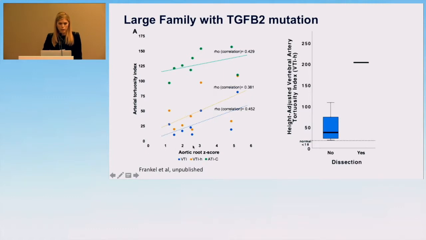So along the x-axis is the family. These are 8 family members who range from having a normal aortic root to severely dilated aortic root. And we had 2 men with dissection and the rest did not dissect. And if you look, there was a strong correlation.